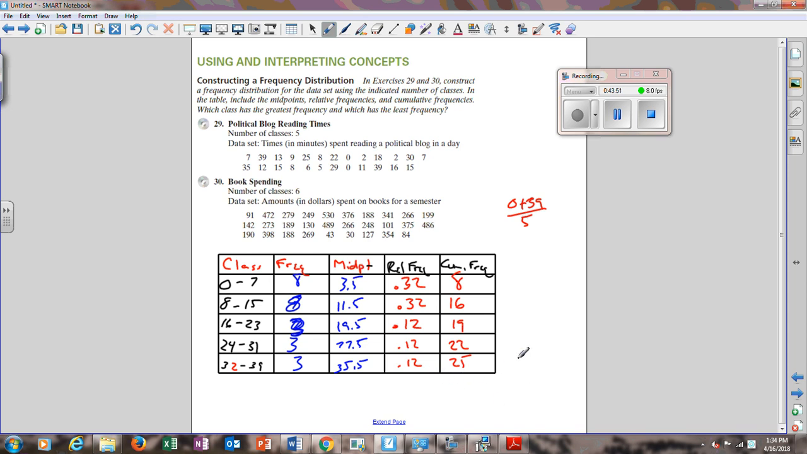All right, we will pick up there tomorrow, finish this homework review, and then start the new notes.